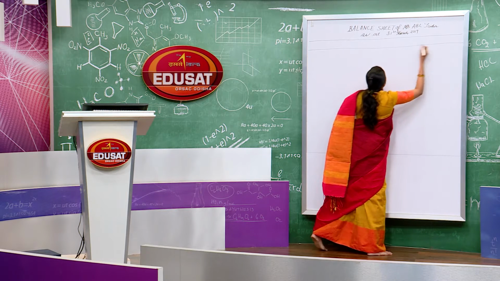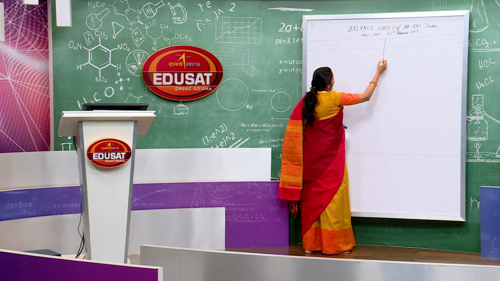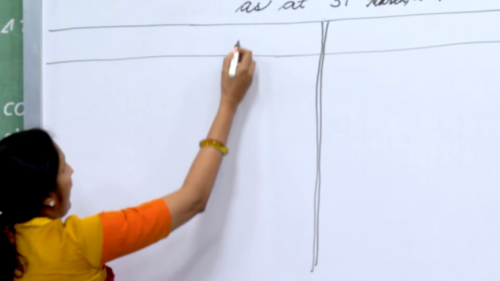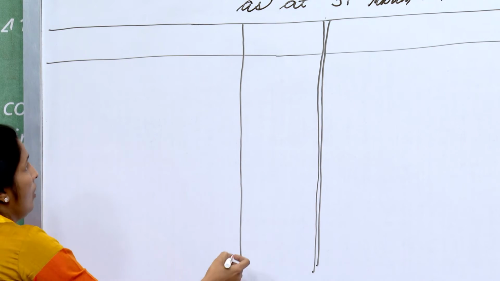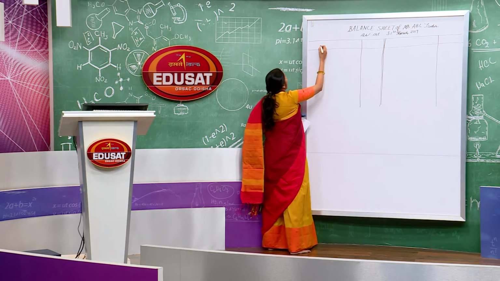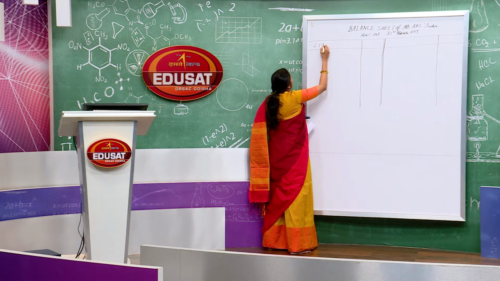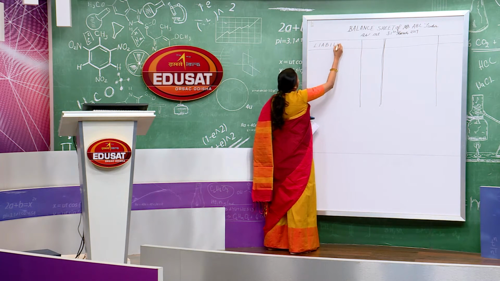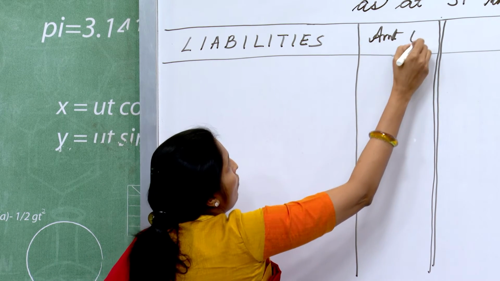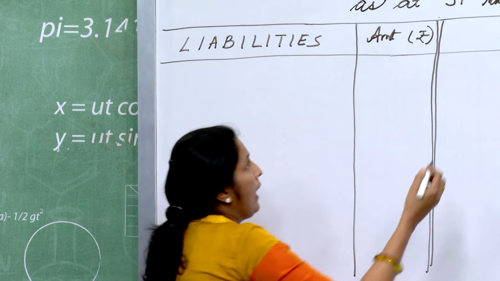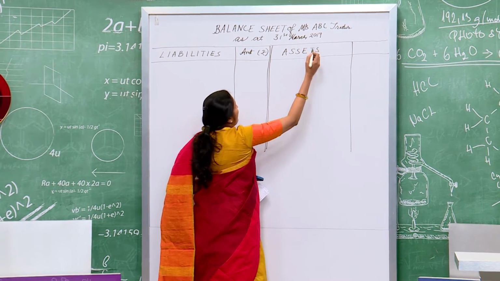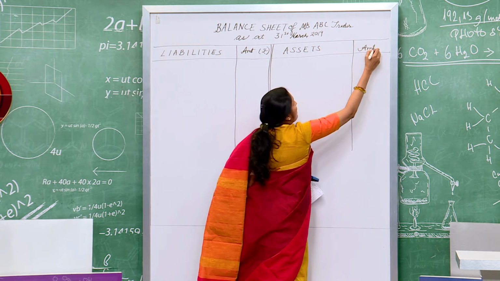We'll divide it into two equal halves, and this, to my left, the left hand side, will have liabilities, and this column will have amount in rupees. Then we'll have assets, again the amount in rupees.